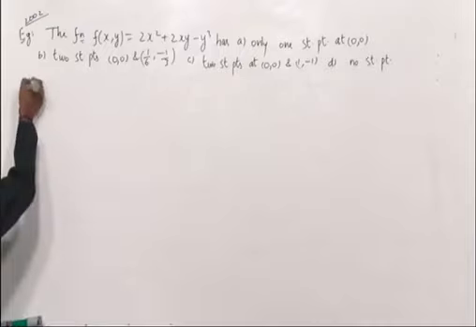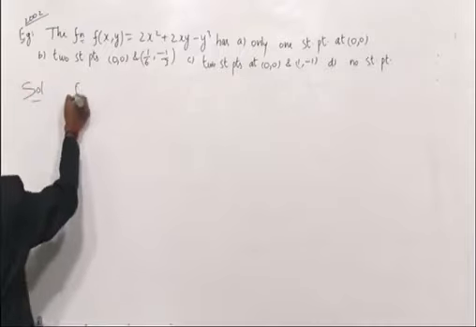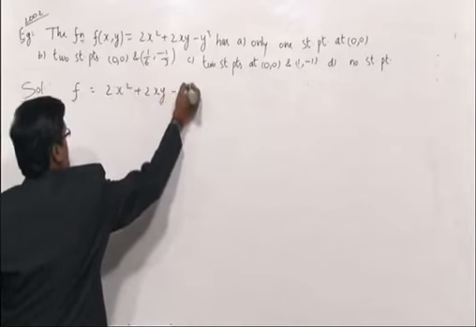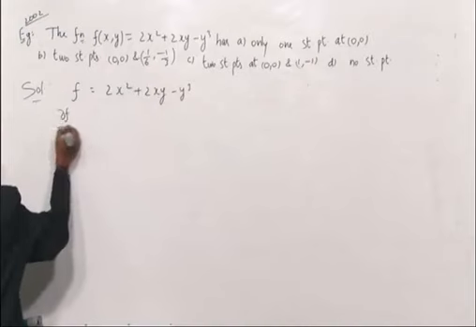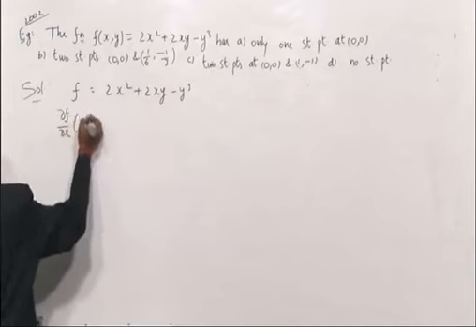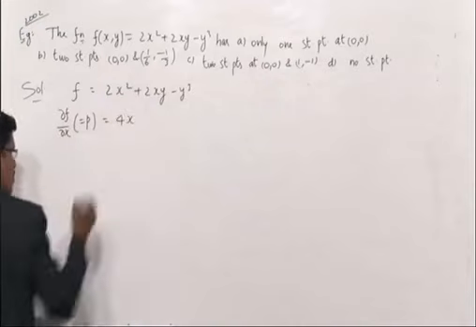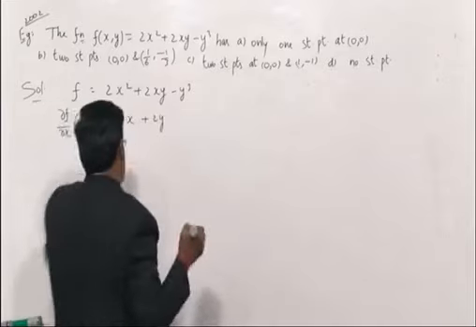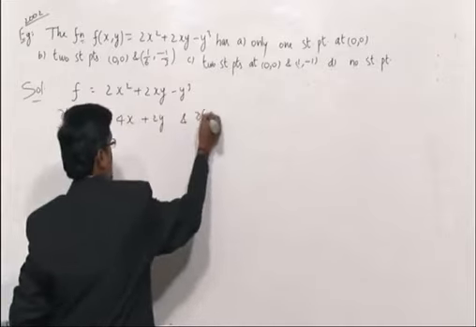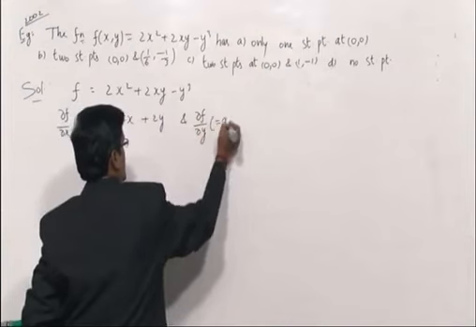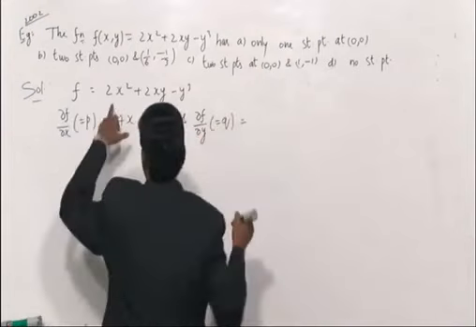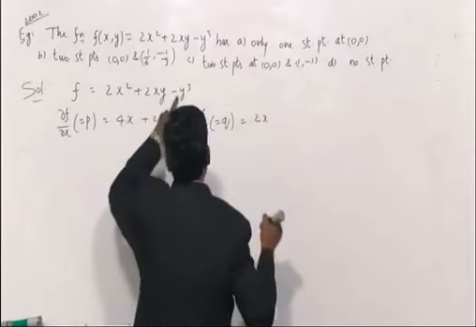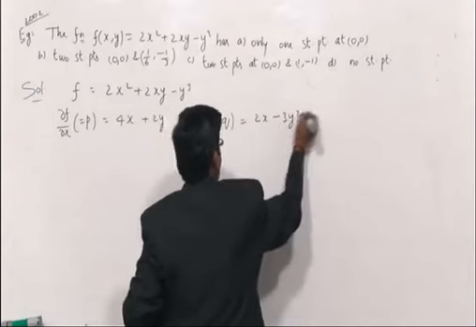See, solution. F is equal to 2x square plus 2xy minus y cube. First find partial derivatives. Del f by del x, denoted by p, is the partial with respect to x, meaning y constant. So 4x, here y constant, 2x derivative 2, so 2y, and y cube derivative 0. And del f by del y, partially with respect to y, means keeping x constant. This is denoted by q. With respect to y, 2x square gives 0, x constant, 2xy derivative gives 2x, and y cube derivative with respect to y is 3y square.